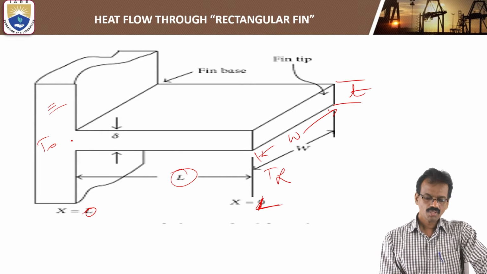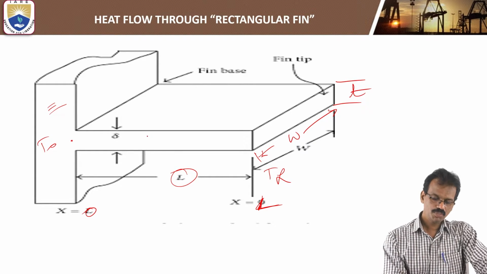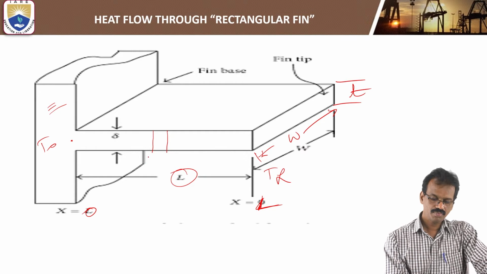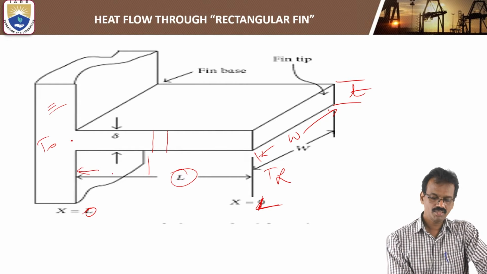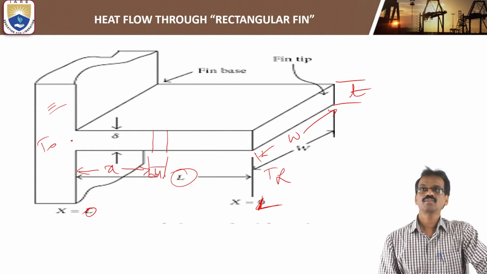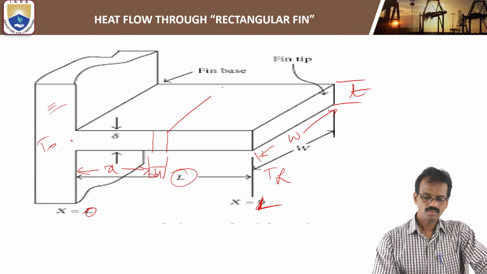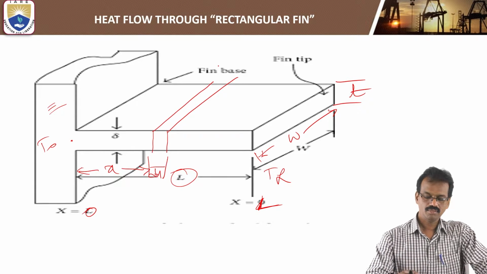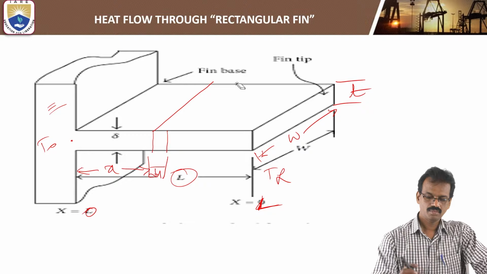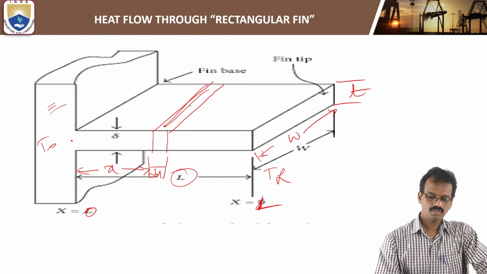Okay, we will take some small elemental area at a distance x from the base surface. The thickness of the small elemental area is equal to dx. So this is the small elemental area, and this is the thickness.